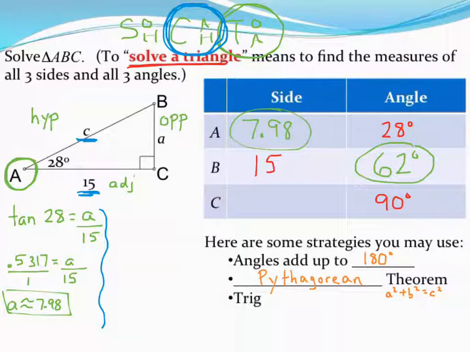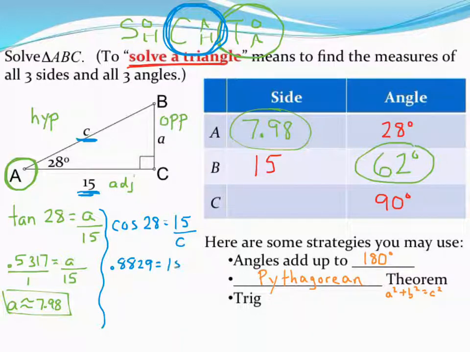So this time I'm going to write cosine because I'm using adjacent and hypotenuse. And always cosine of the angle, so cosine of 28, is equal to the adjacent side, which is 15, over the hypotenuse, which is C. So notice that variable could be in the top or bottom of your fraction. Once again, using a calculator to find the cosine of 28, I find that to be about 0.8829.